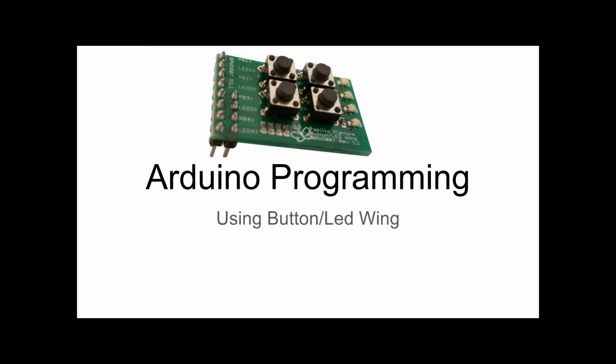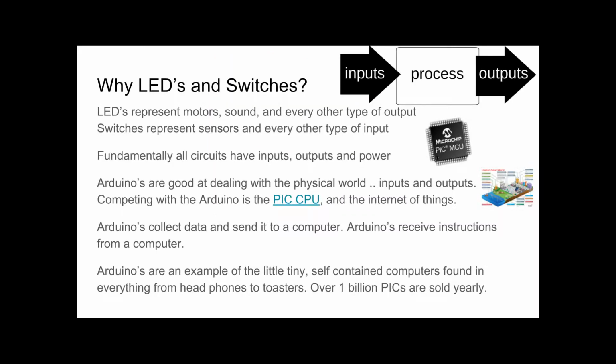So this is the Arduino programming on-ramp. We're going to be using a button LED wing from the Gadget Factory. The button LED wing has 4 LEDs on it and 4 switches or buttons. So why are we using it? Seems sort of stupid, we'll never see it in a project.